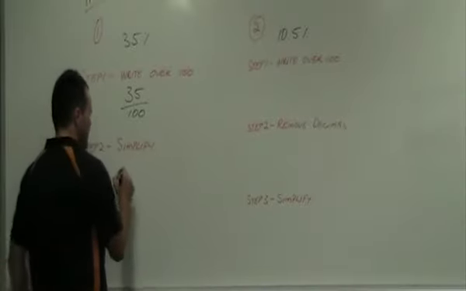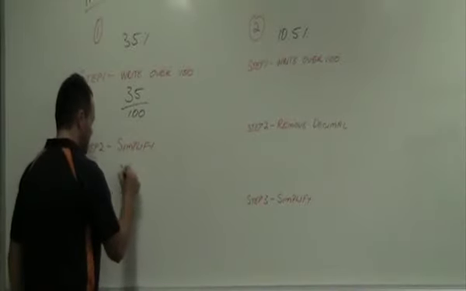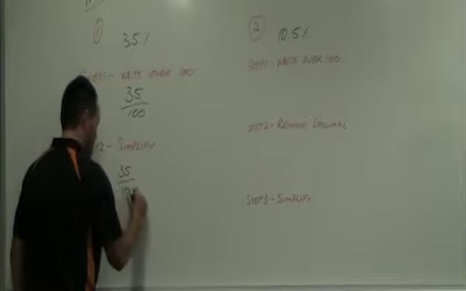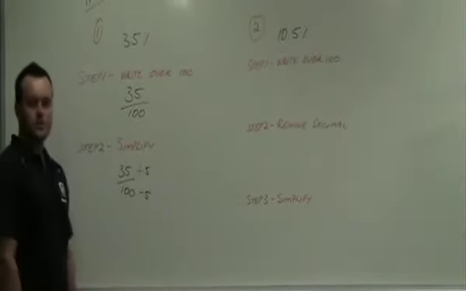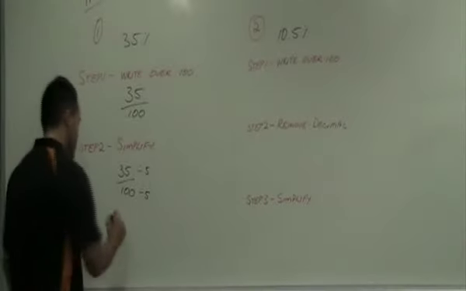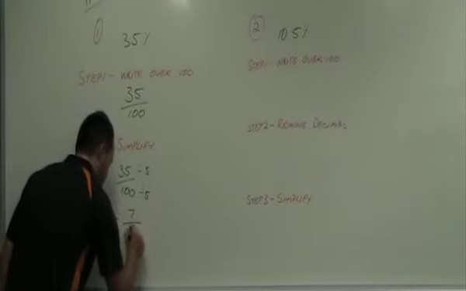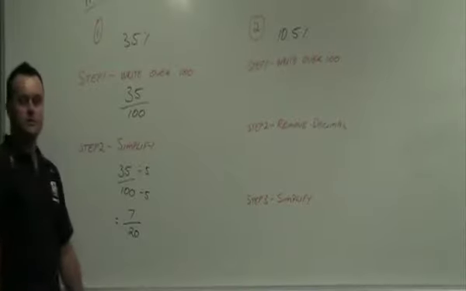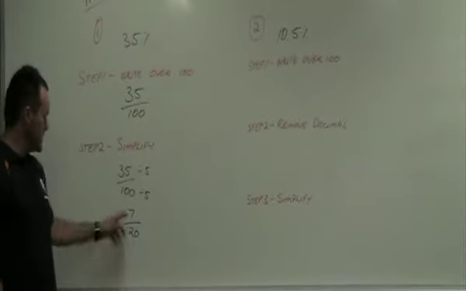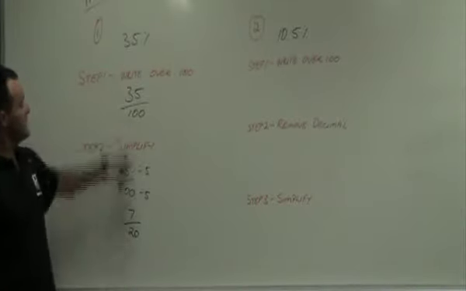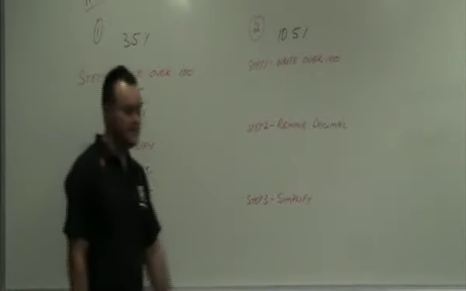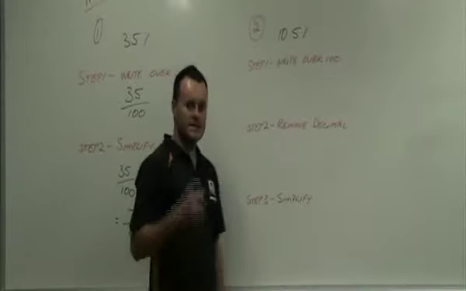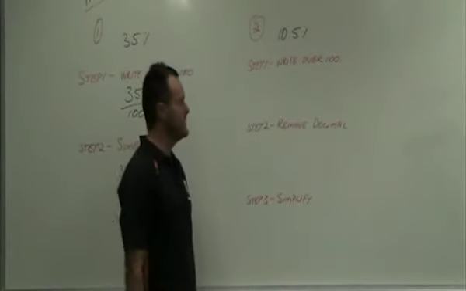So what we'd look at here with 35 and 100 is we're going to divide both sides by 5. What I do to the top, I do to the bottom. And we're going to end up with 7 over 20. 7 over 20 as a common fraction is 35%. Nicely done. The next one has that little extra step in there that you need to be aware of.